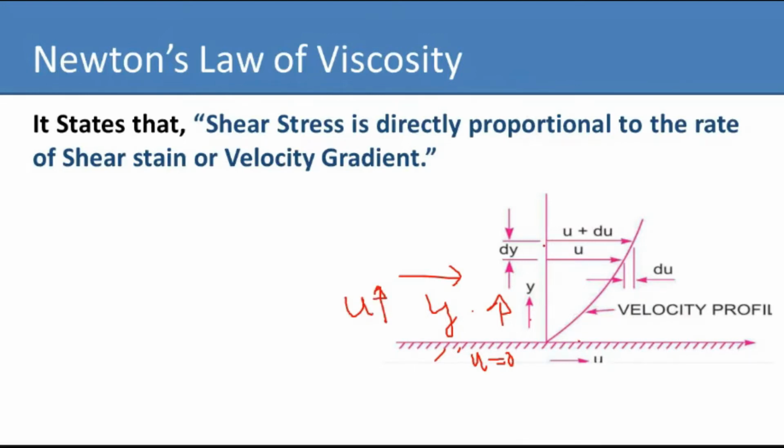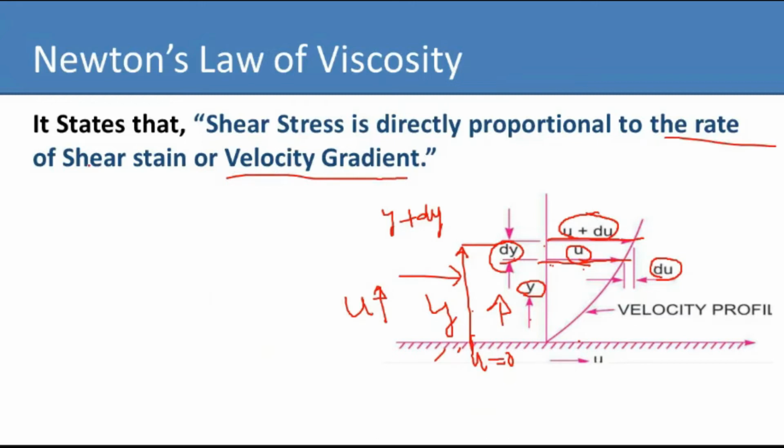Now consider any imaginary layer of fluid. Consider the lower side of this layer, it is at a distance y and its velocity is u meters per second. Then for a distance y plus dy, the velocity will be u plus du. That means for this change in distance dy, the change in velocity is du. So this ratio du by dy is called the velocity gradient or rate of shear strain.